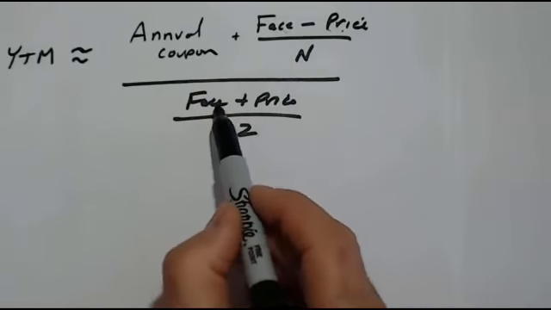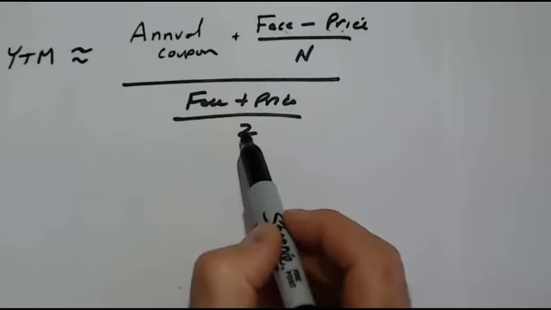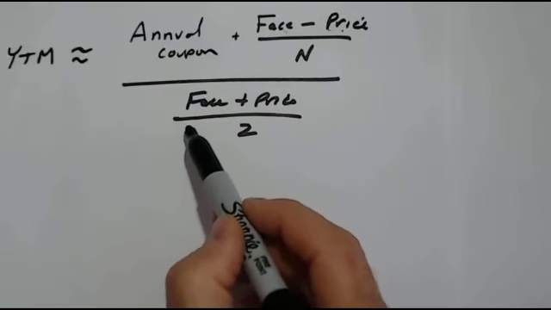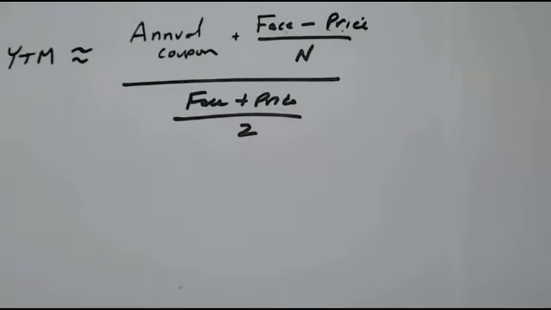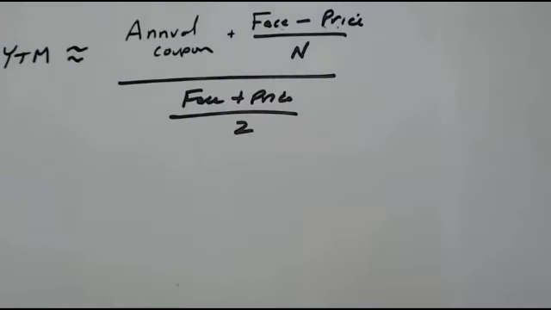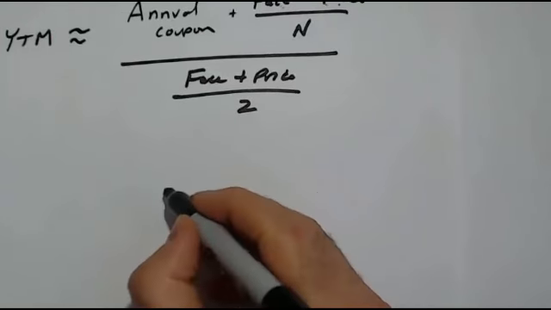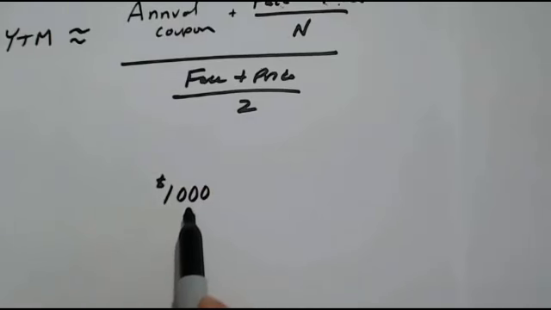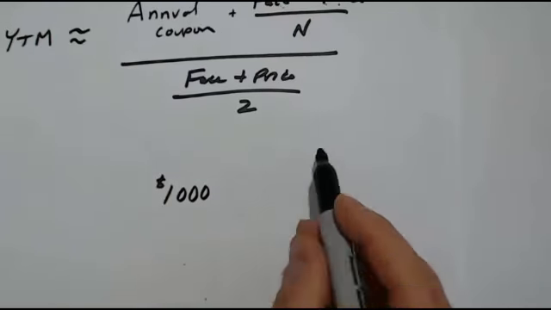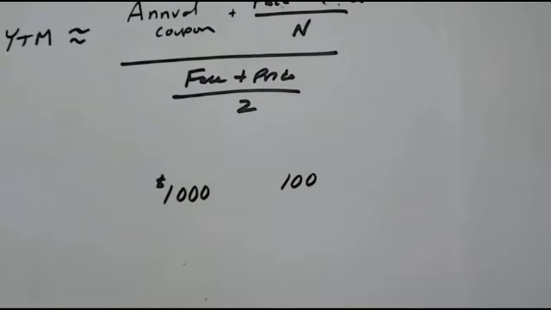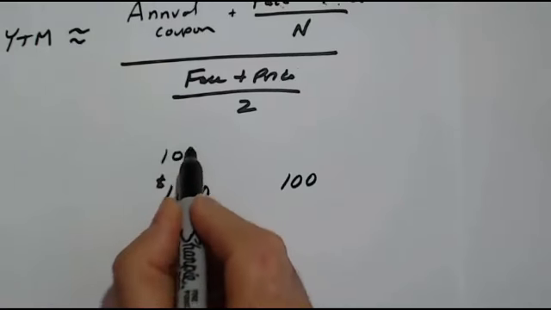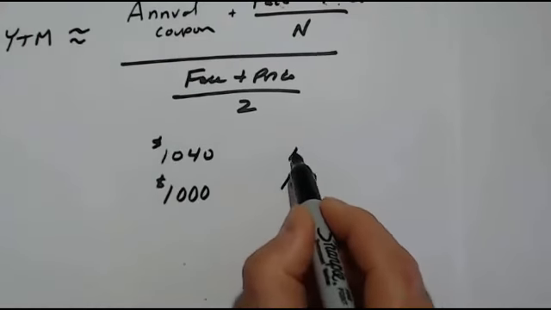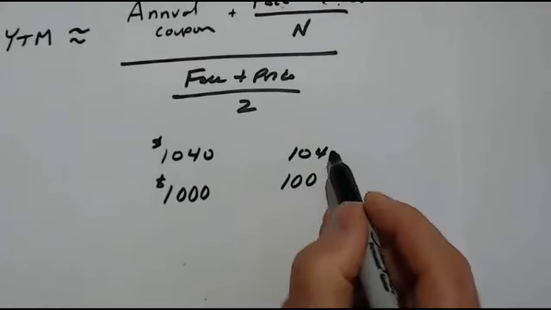And then you're dividing it by the face plus the price divided by 2. It's basically giving you an average price that you're going to be facing with this investment. So, for example, if we had, I'm just making numbers up off the top of my head, quoted in thousands of dollars, a bond price in our standard quotes of 100. Now, let's say we have a bond that's 1,040. That's the price. It'll be quoted as 104.